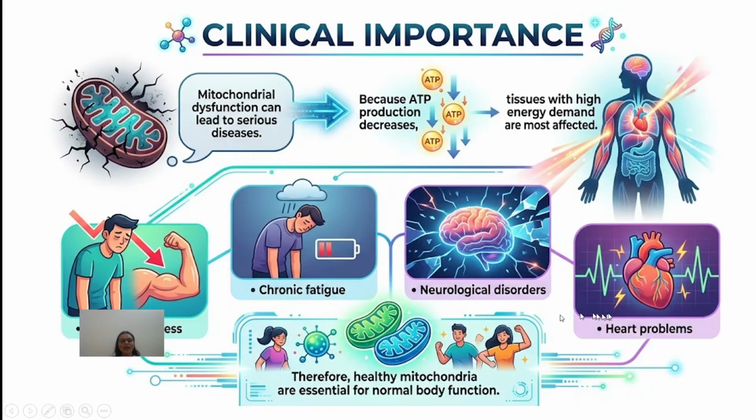If the mitochondria malfunction or are dysfunctional, it can lead to various serious diseases because ATP production decreases, since mitochondria are involved in ATP production. If mitochondria are dysfunctional, they will not be able to produce enough ATP, and if enough ATP is not produced, then in that person you can observe muscle weakness, chronic fatigue, neurodegenerative disease and heart problems. Therefore, healthy mitochondria are essential for our normal body function.